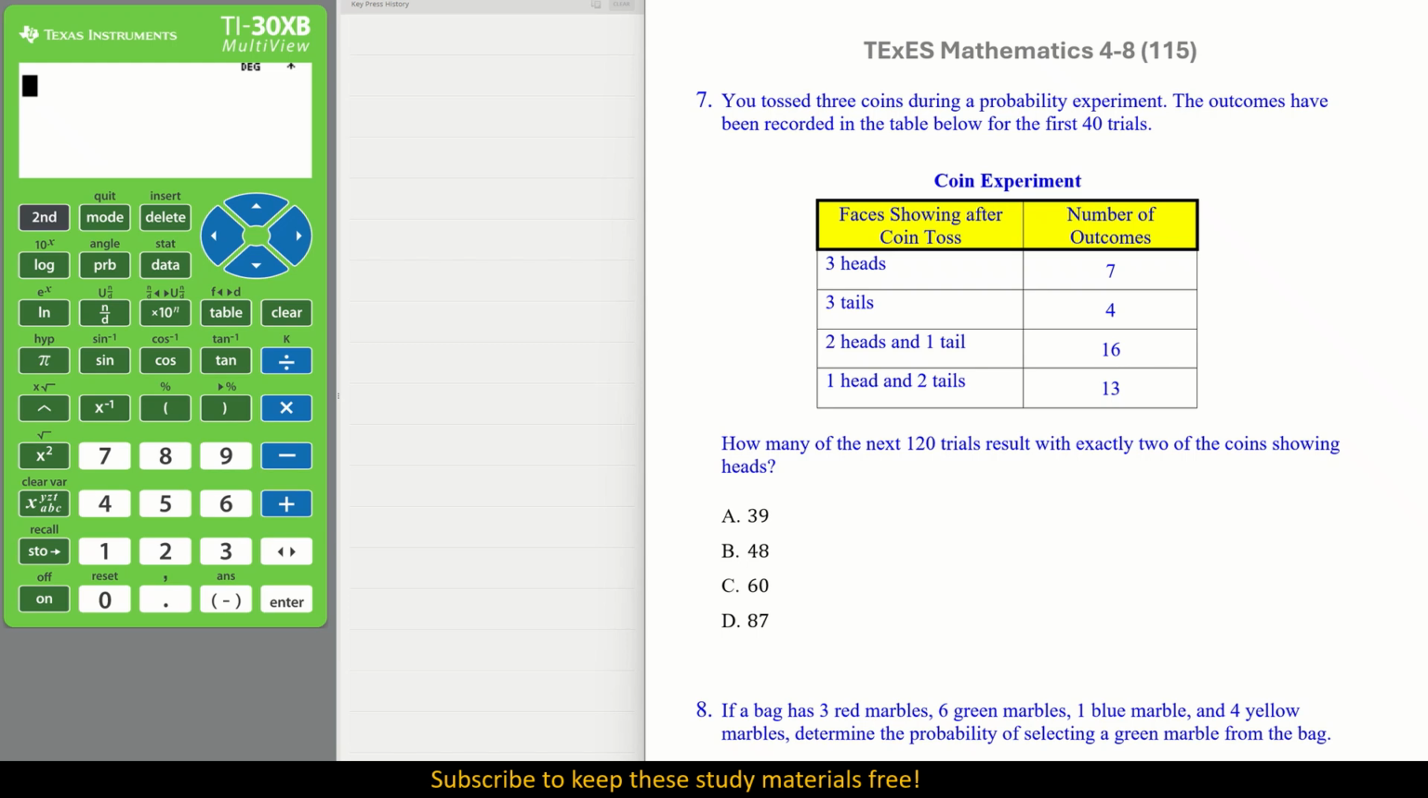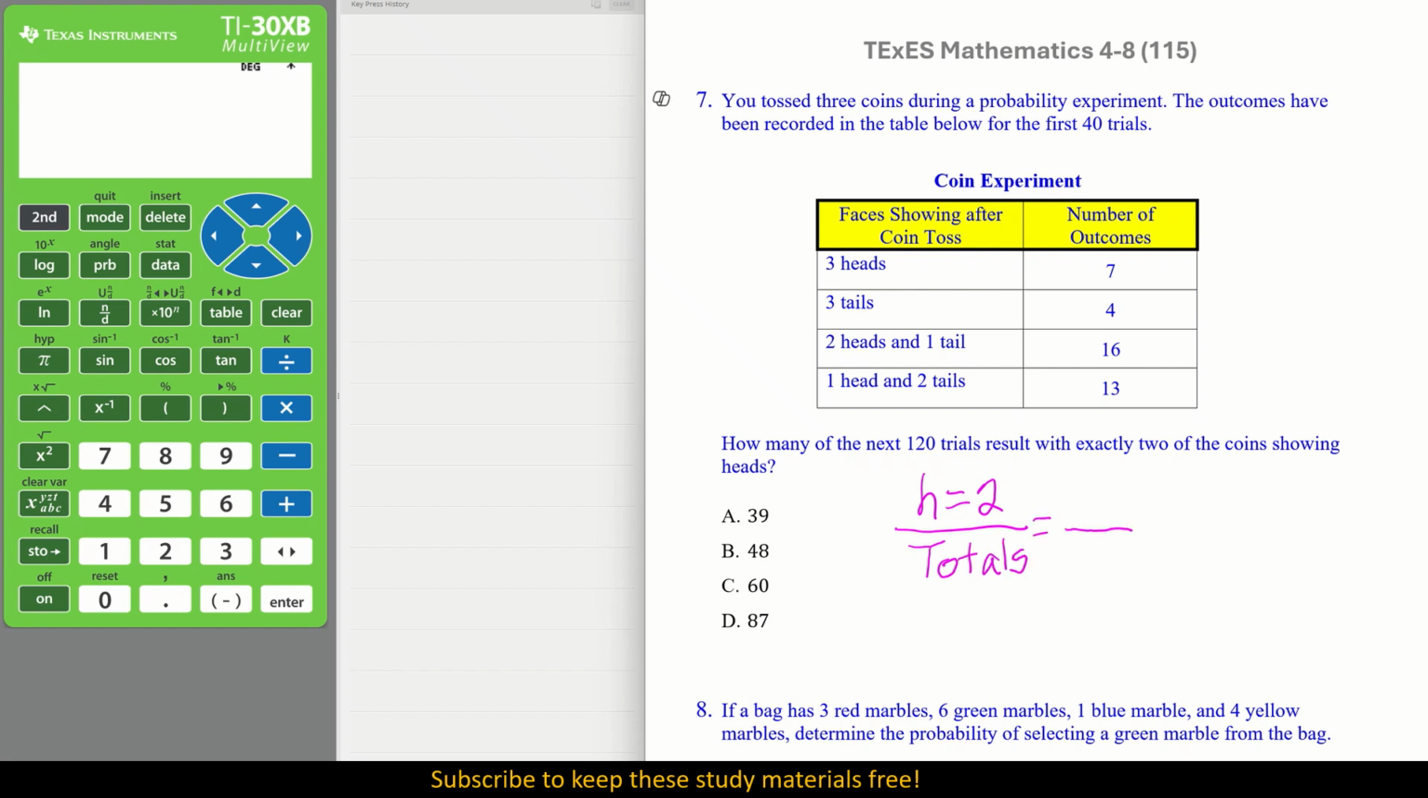Number 7, you toss 3 coins during a probability experiment. The outcomes have been recorded in the table below for the first 40 trials. How many of the next 120 trials result with exactly 2 of the coins showing heads? So we want heads to equal exactly 2, and then that's out of the totals.